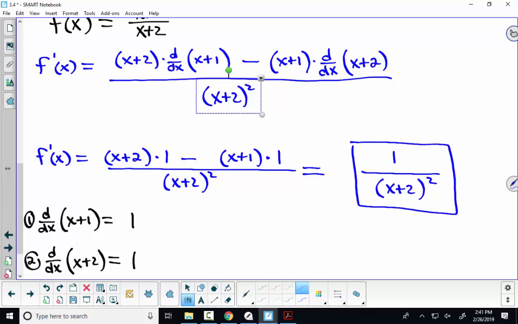Would you want us to expand something like that, or could we just leave it like that? Leave it like that. No, typically when you're utilizing the quotient rule, the denominator is left squared. Don't multiply that out, because often what happens is we end up with another factor of that up top that we can cancel. So don't expand the bottom squared.